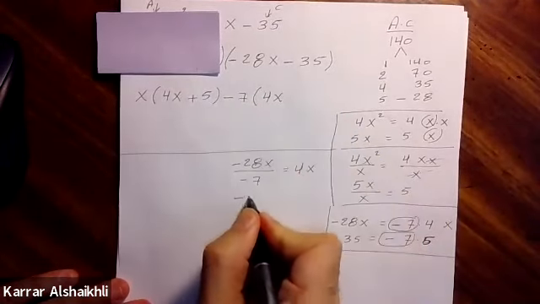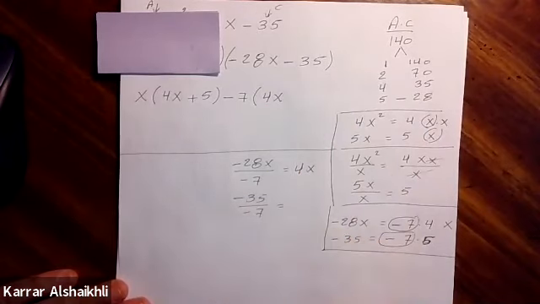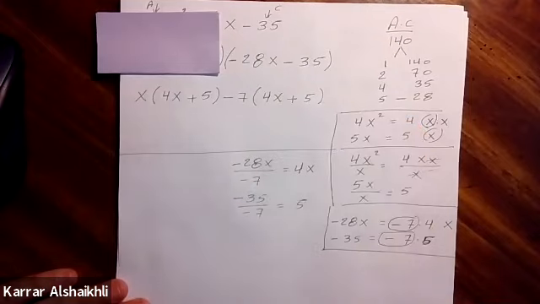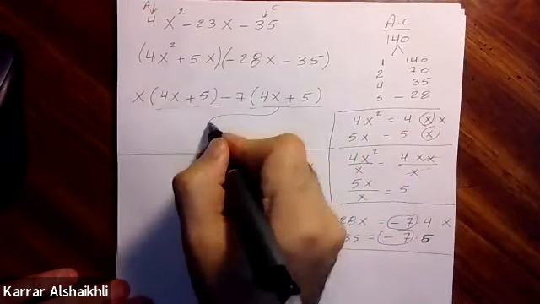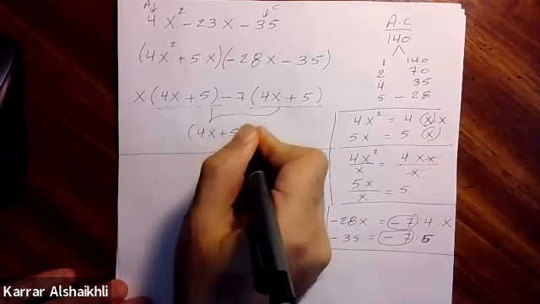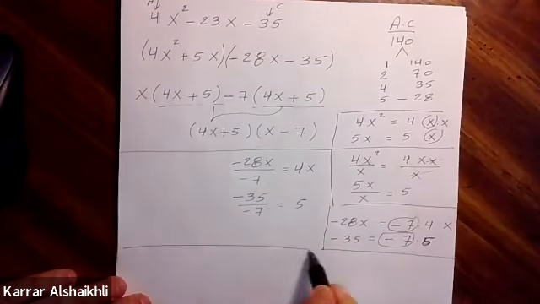The second one, negative 35 divided by negative 7. How much is going to be? 5. That's mean positive 5. I'm going to write down positive 5 here. Check, I'm doing the right solution because I got exactly the same parentheses. So I'm going to say here is 4x plus 5. And what I'm gonna write down here, x minus 7. That's it. This is the solution.